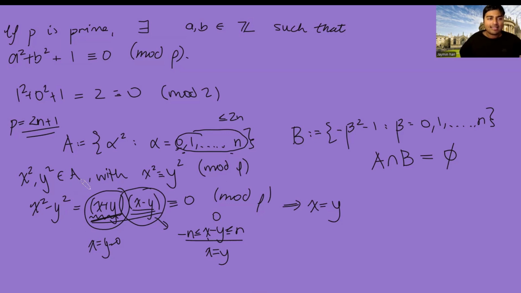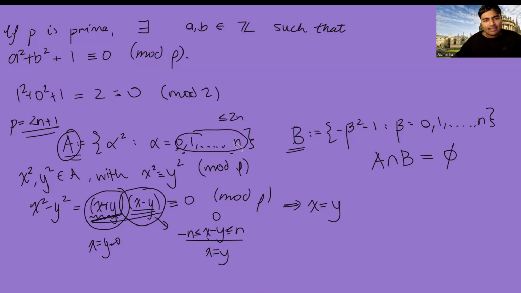And so therefore, what this tells us is that every single number in A has a different residue mod p. So if you take two square numbers from A, and they are the same mod p, then those two numbers must have originally been the same. So every single number in A is distinct mod p. For the exact same reason, we get the same result in B. Every single number in the set B is distinct mod p. Well, how can we use this?